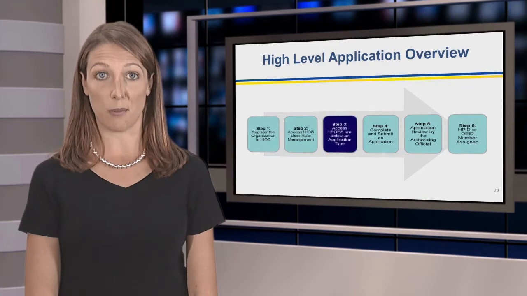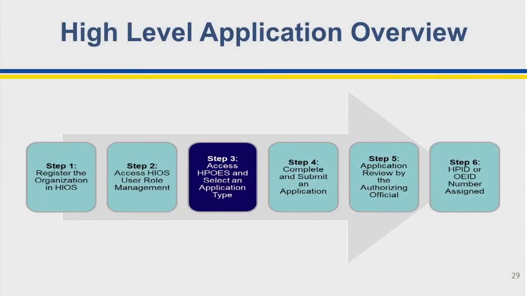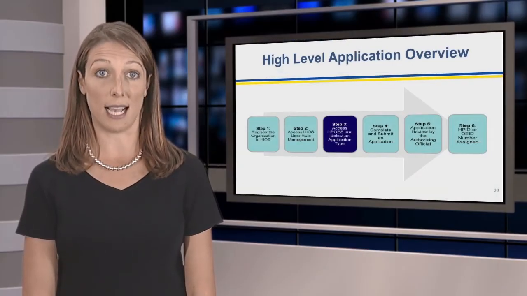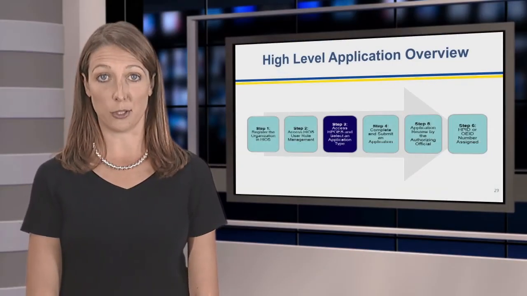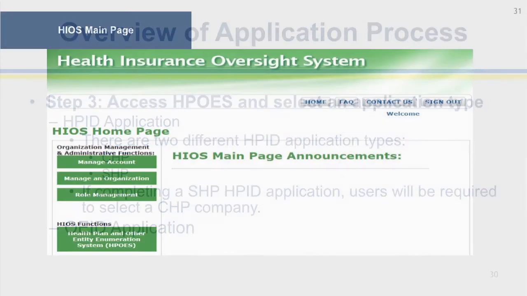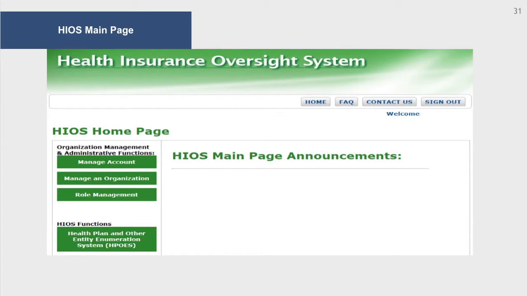We will now review Step 3, accessing HIPAA and selecting an application type. At this point, we know your company exists in HIOS and your access and user role management has been approved. If you are applying for an HPID, you will need to determine if you are completing an application for a controlling health plan or a Subhealth plan. If you wish to submit a SHIP application, you will not be able to complete an application if your CHIP is not in HIPAA. To navigate to the HIPAA module, you will select the HIPAA button on the HIOS homepage.